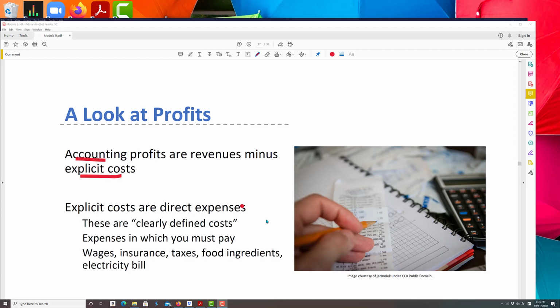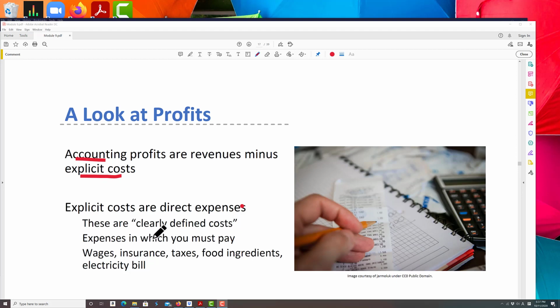Let us take a look at the notion of profits. In economics, we differentiate accounting profits and economic profits. Accounting profits are revenue minus explicit costs. Explicit costs are direct expenses that require direct money outlay. There are clear records of transactions.